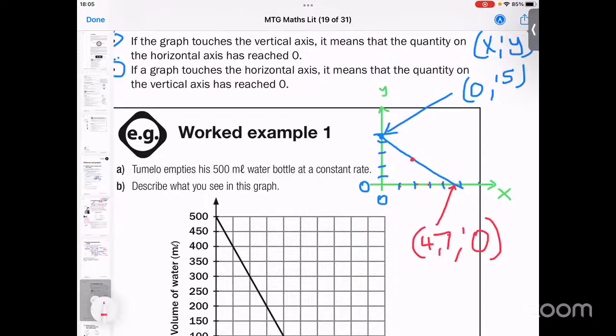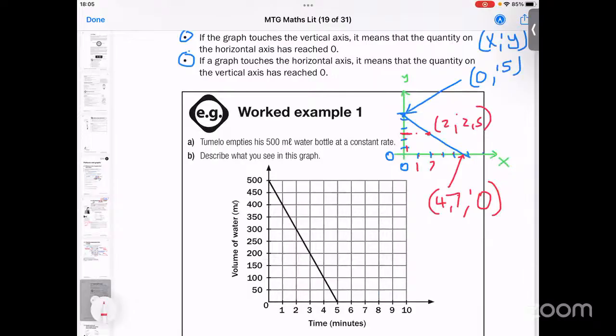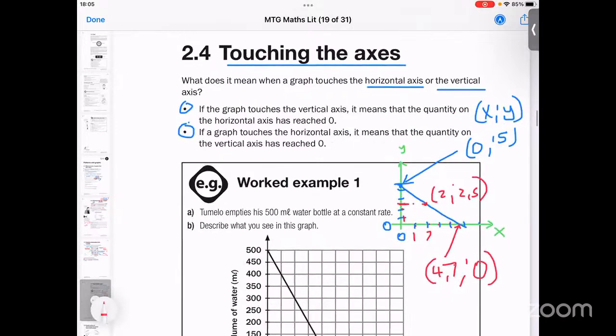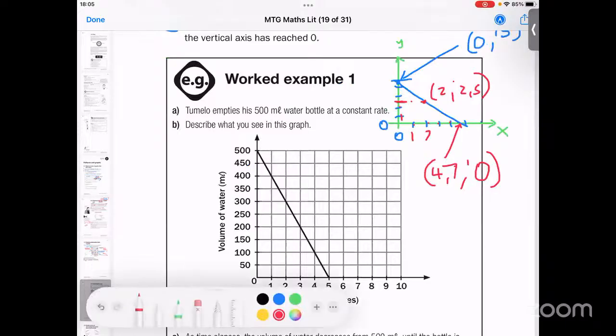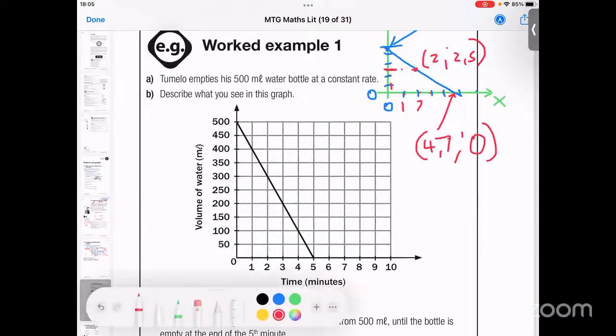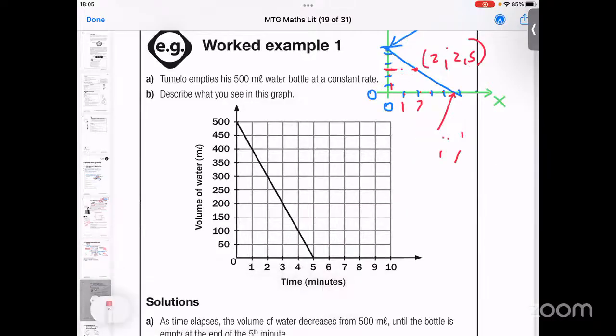Unlike if, for example, it is this point, whereby we have 1, 2, then it is clear that x is 2 at that point, and then y maybe will be something like 2.5 there. So what we are just doing now is interpreting the points on the graph. But most importantly, we were focusing on the points where the graph touches the axes. Okay, then it's fine.